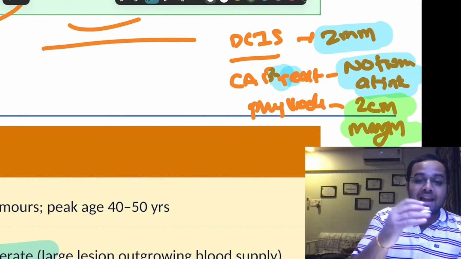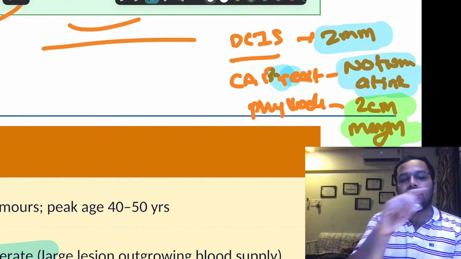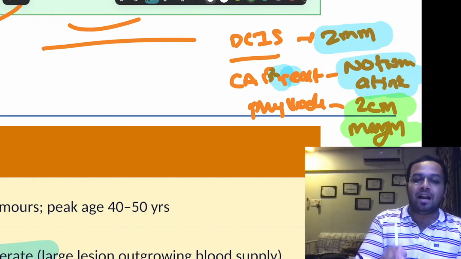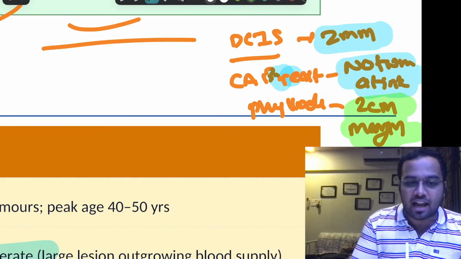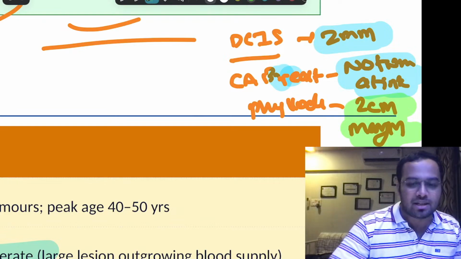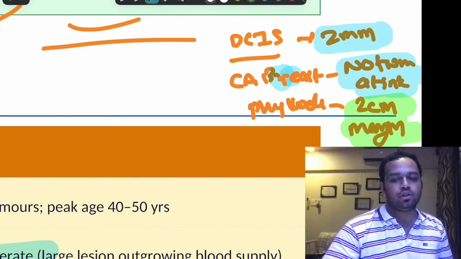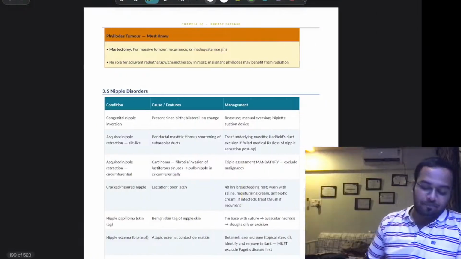So always remember, even if it is a malignancy of the breast, no tumor at ink is okay. DCIS despite being less malignant needs 2 mm, and phyllodes despite being benign the majority of times, a 2 centimeter margin is very much important when you are going to excise the phyllodes tumor. So I hope it is clear.